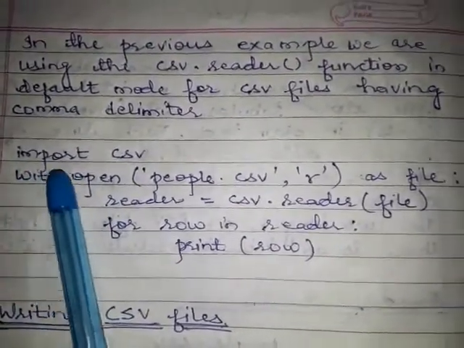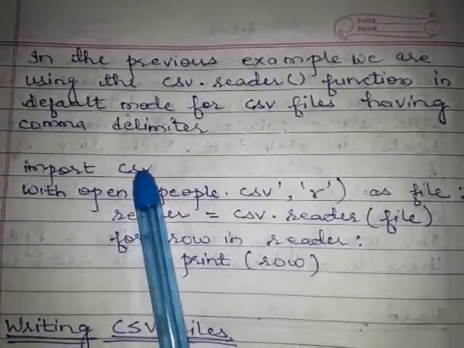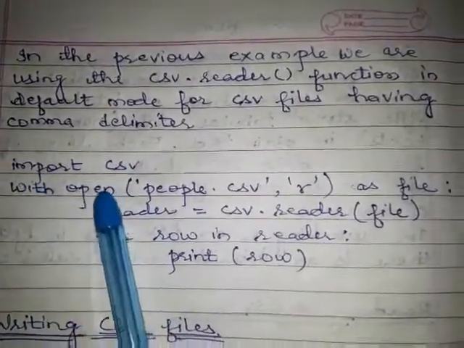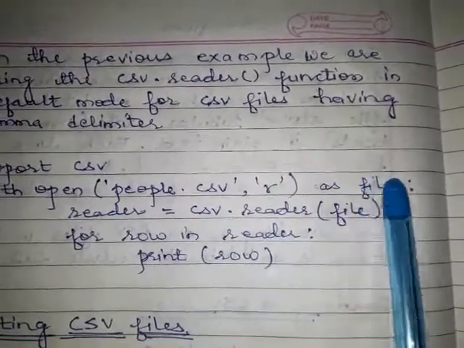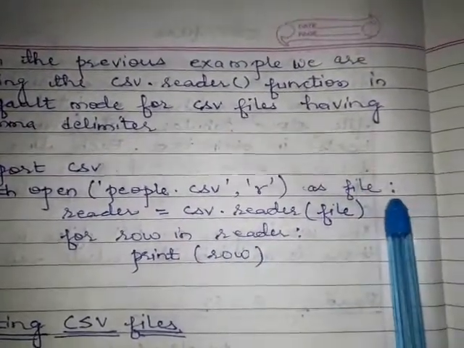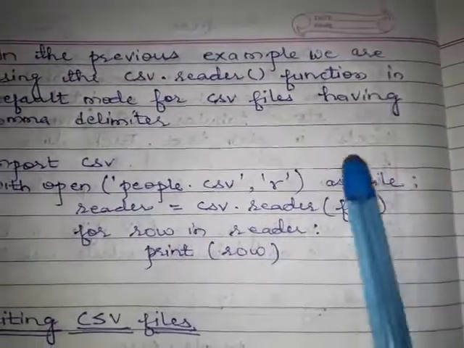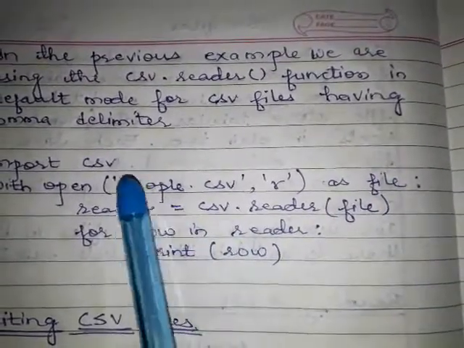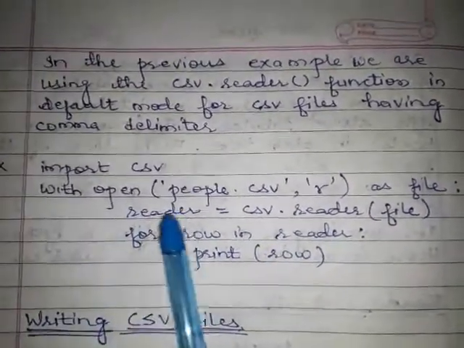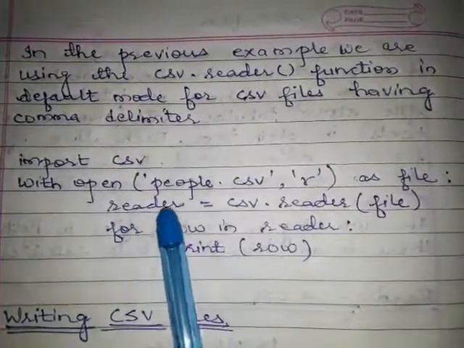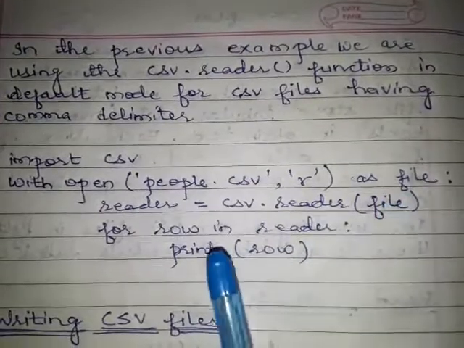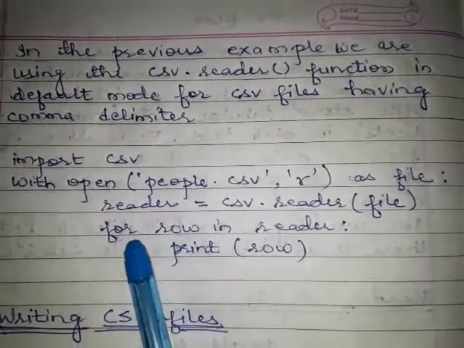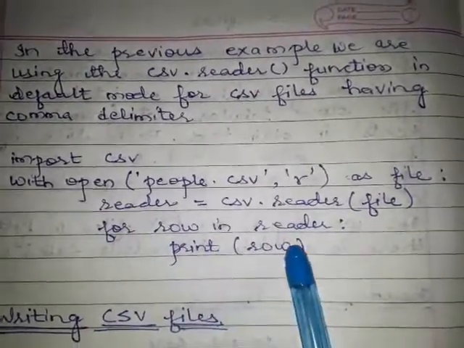This is an important one. You can also use import csv, with open people.csv in read mode as file. This is a file handler, and our block or suite starts from here. So we have to write all our code with some indentation. Again I am using the same variable, reader equals csv.reader, passing file. Now the same code: for row in reader, print row.